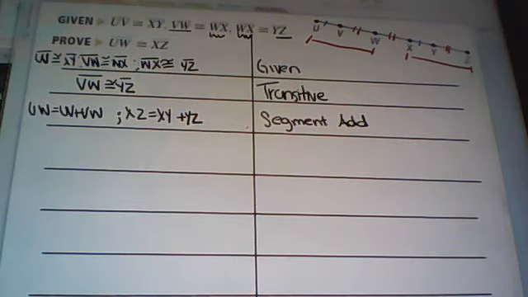And you can say the same thing about XZ. XZ is equal to which two segments added together? XY plus YZ. And if you're listening, we were saying adding segments together, which means segment addition. Segment addition says that you can add those two little pieces together and it gets that larger segment, in this case UW and XZ. Now, what you're going to do is try to force these two to look the same.